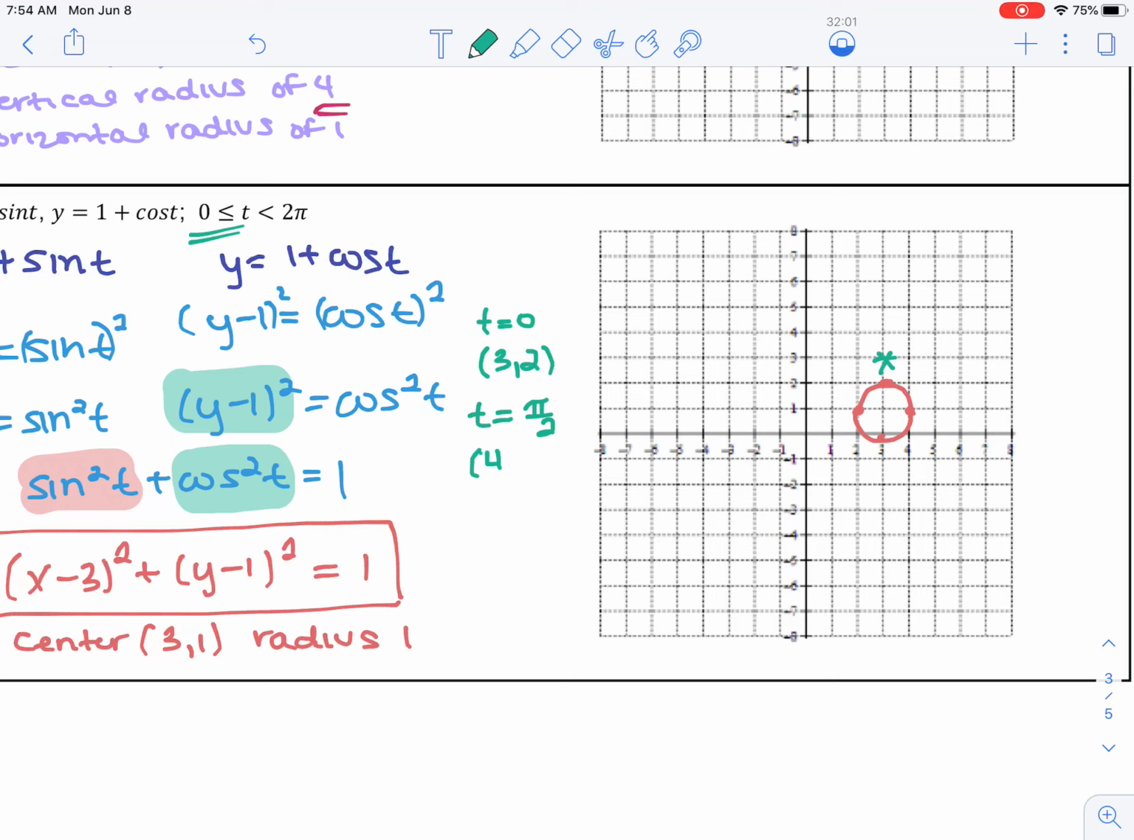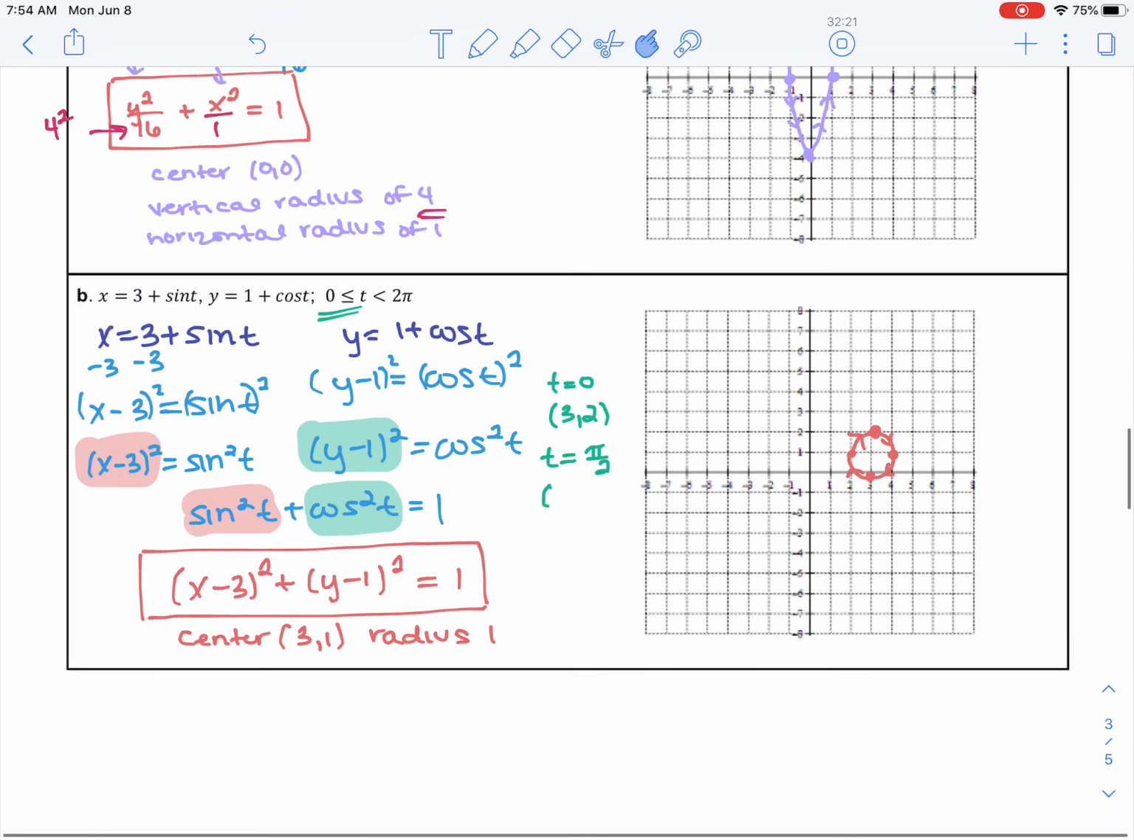So we'll go ahead and finish our graph by filling out that information, right? Placing those direction arrows to show, hey, we started here at the top and then we moved over to 4, 1, down to 3, 0, and around to the point 2, 1. All right.